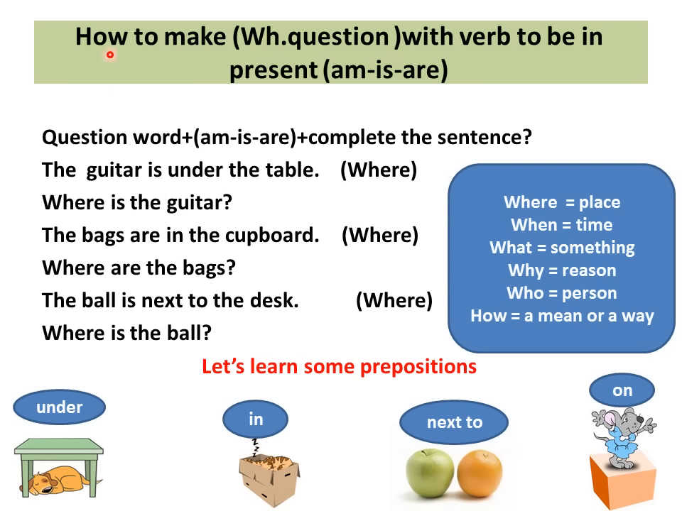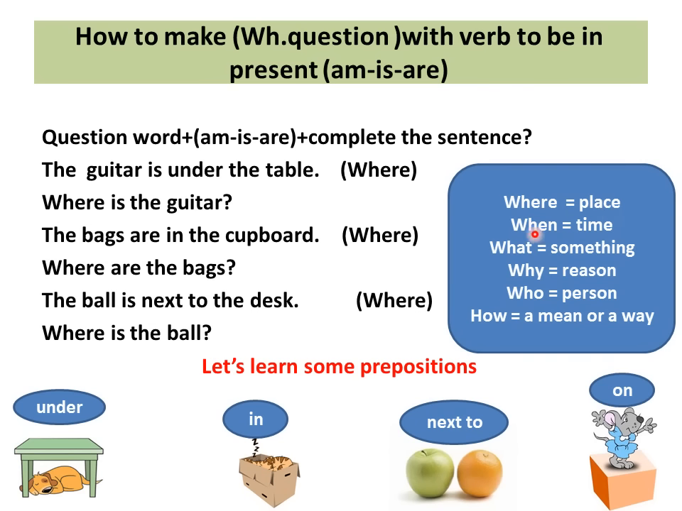In this unit, we learn together how to make WH questions with verb to be in present. And we see that verb to be in present consists of what? Am, is, or are. I takes am; he, she, it, is; they, we, you, are. To make a WH question, you start with the question word, like where, to ask about place. Where's the cat? It's under the table, for example.